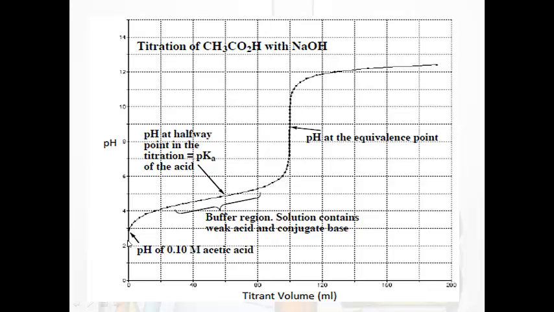Halfway between where we started and the equivalence point is called the halfway point in the titration. This is the point at which we have equal amounts, or equal moles, of our weak acid as well as our conjugate base. This is a special spot because the pH at that point equals the pKa of the weak acid that we're titrating, and this is because of that equal number of moles. Right around this region is what's considered the buffer region.